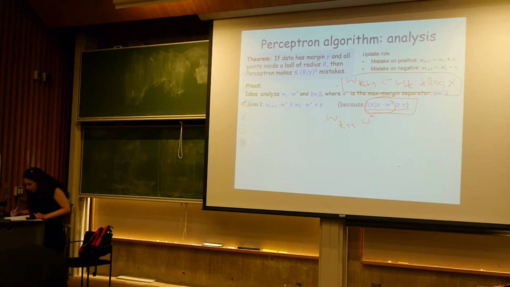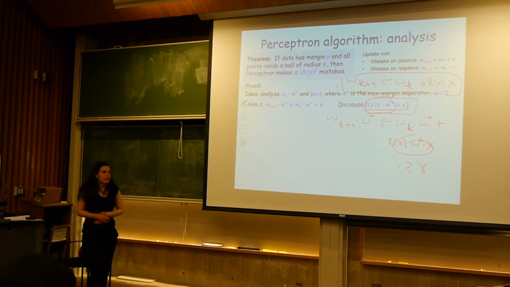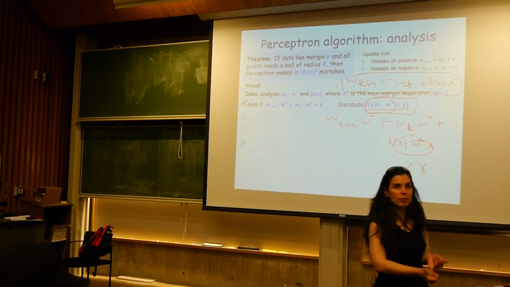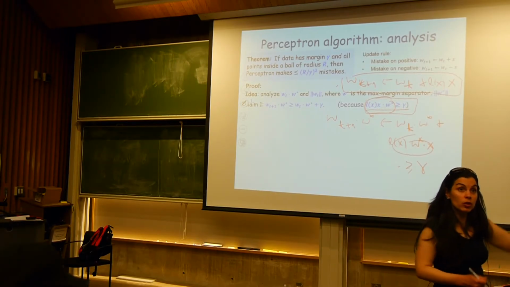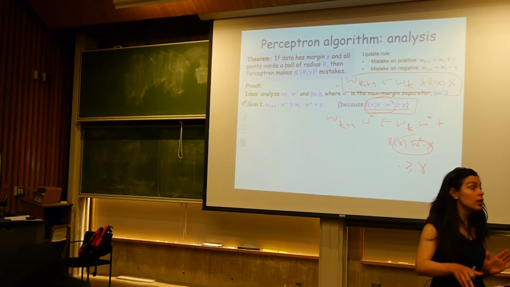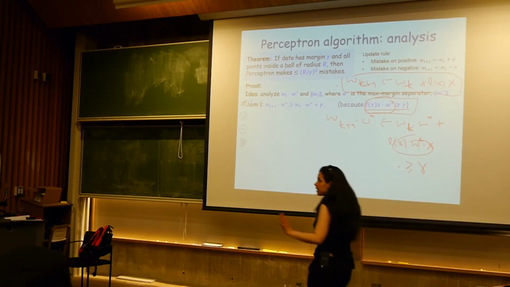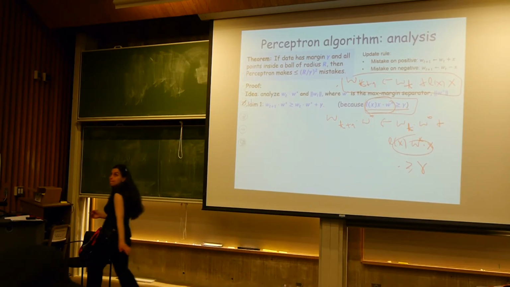Now given this fact, the dot product between w_{t+1} and w star will be the dot product between w_t and w star plus L of x times w star dot x, but we know that this is at least gamma. So this immediately proves claim number 1. I'm using the definition of the geometric margin of an example x with respect to a separator given by a unit length normal vector, I'm using the update rule, and I'm using the fact that my separator w star has a large margin. Just from these three facts, I immediately get claim number 1.